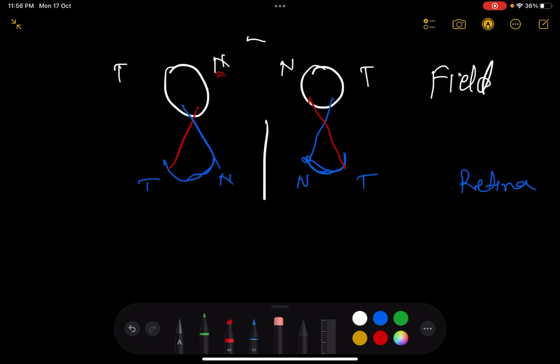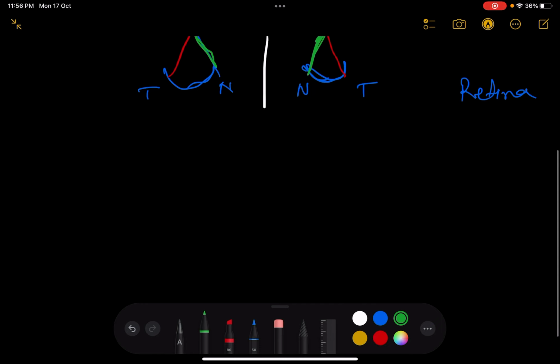Let's use green for the temporal projections that we have, so that there's no confusion. So this is how it is for now. The temporal visual field is projected upon the nasal retina. The nasal field is projected upon the temporal retina.